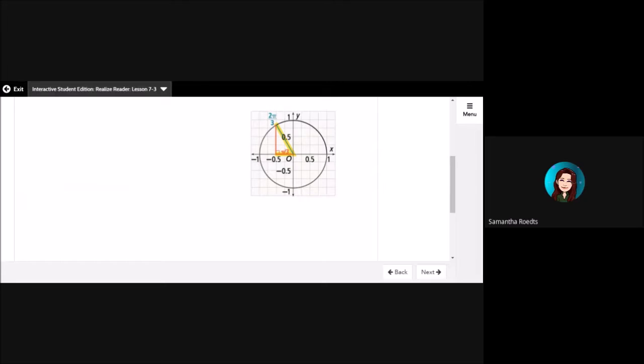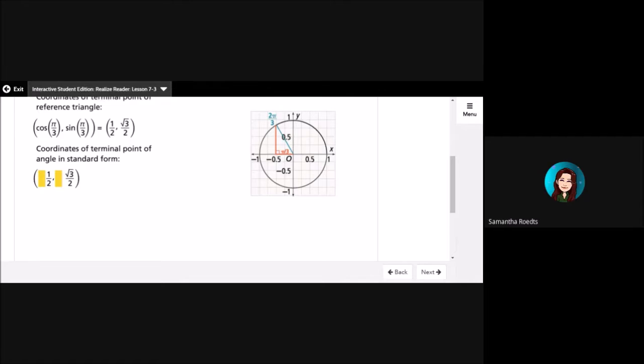Since cosine of pi divided by 3 gives the length of the bottom side of the triangle, and sine of pi divided by 3 gives the height of the triangle, the coordinates of the terminal point of the reference triangle are cosine of pi divided by 3, sine of pi divided by 3. Calculating those values gives the coordinates 1/2 and square root of 3 divided by 2. The reference triangle and the triangle with the reference angle in standard position are congruent, so the side lengths of the triangles are the same. This means that the values of sine and cosine are correct. However, the signs of these values need to be determined.